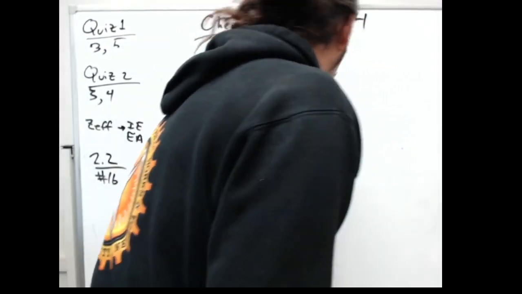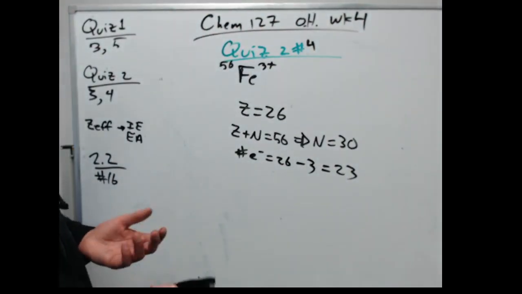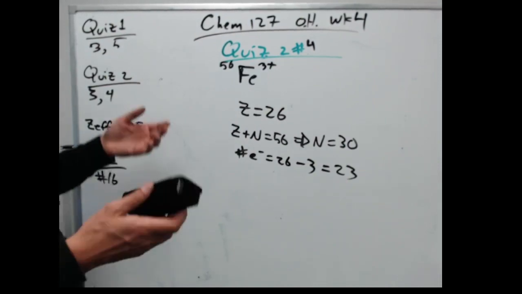Speaking of iron and ions, let's talk about effective nuclear charge, ionization energy, and electron affinity.